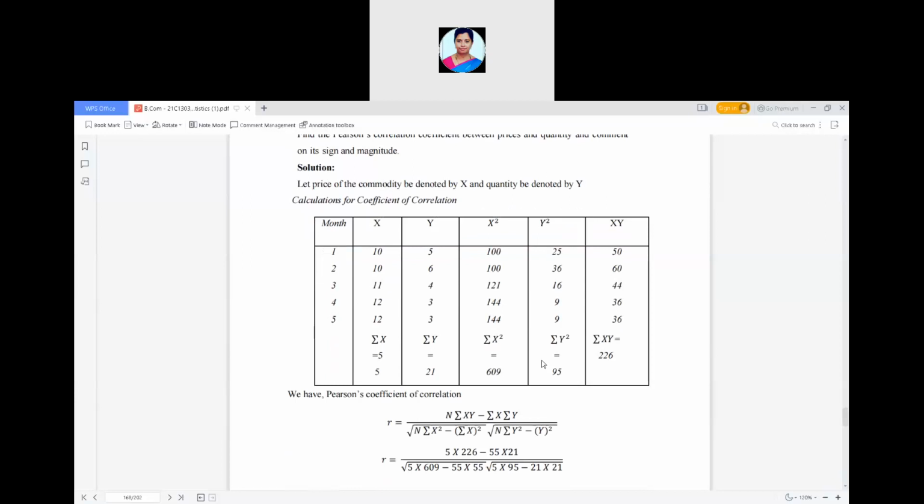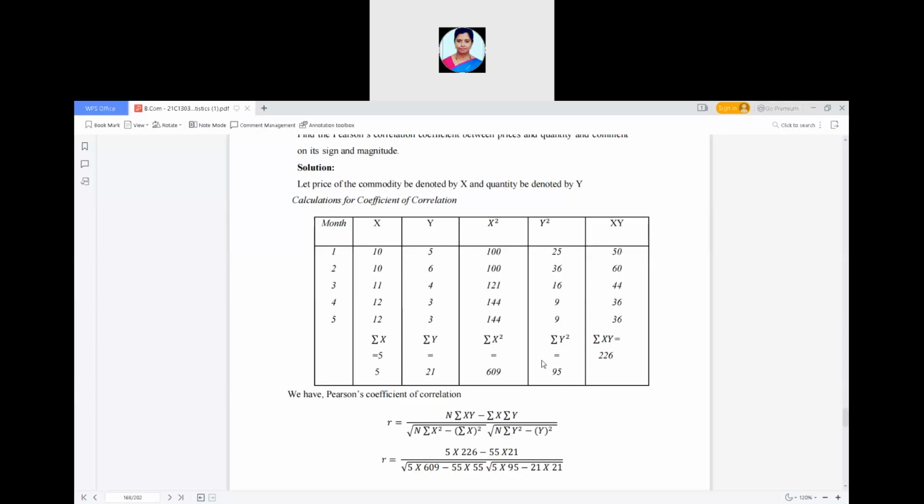So r is equal to n into summation xy minus summation x into summation y, divided by square root of n into summation x square minus summation x the whole square, into square root of n into summation y square minus summation y the whole square. We have found the x square, y square and xy columns. Applying this formula, summation xy we have 226, summation x we have 55, and summation y we have 20.